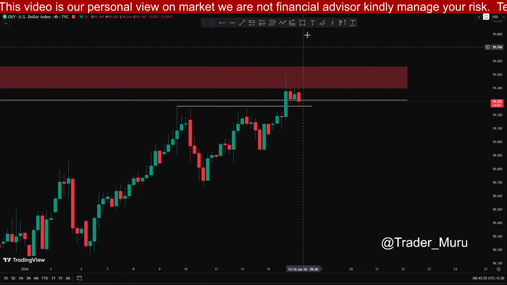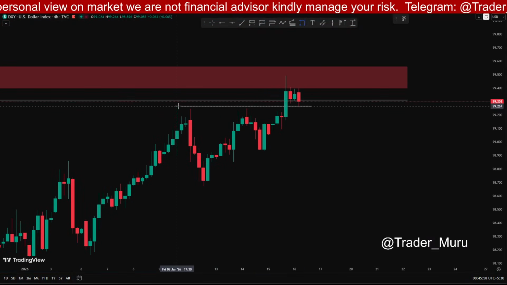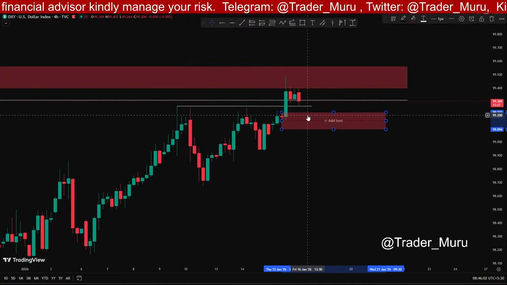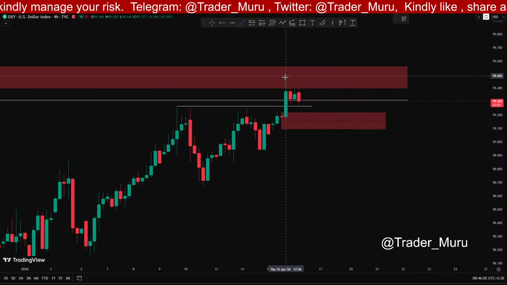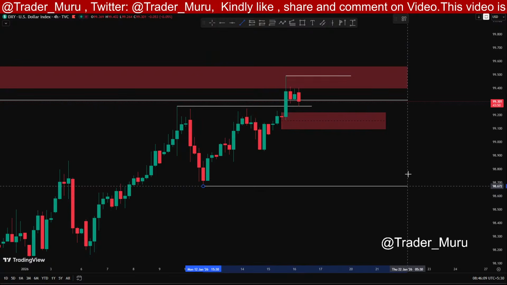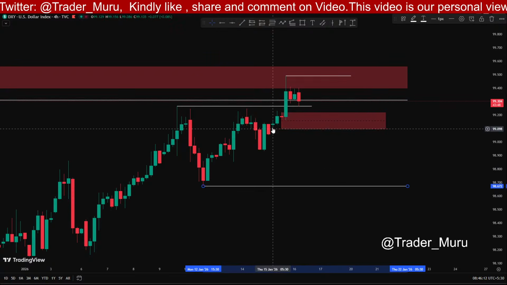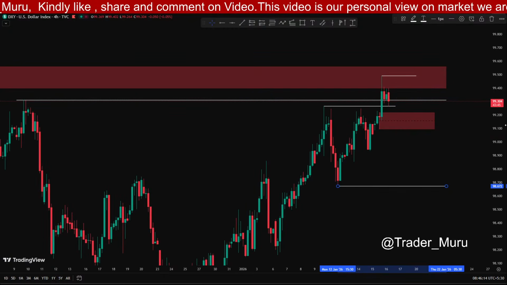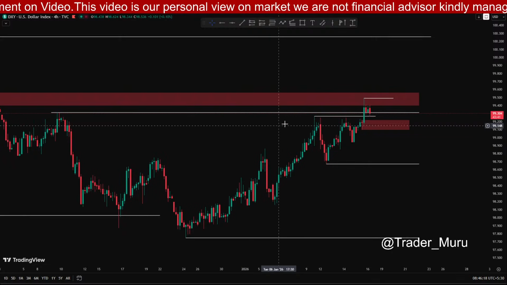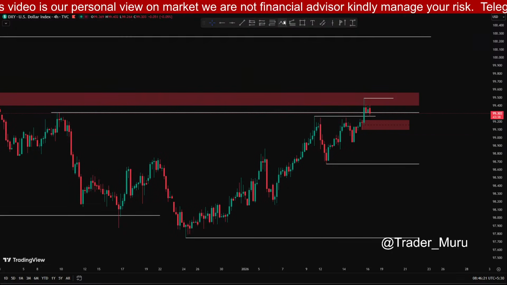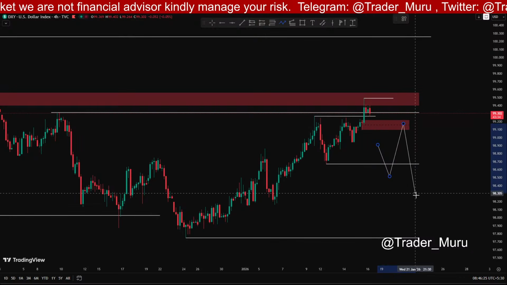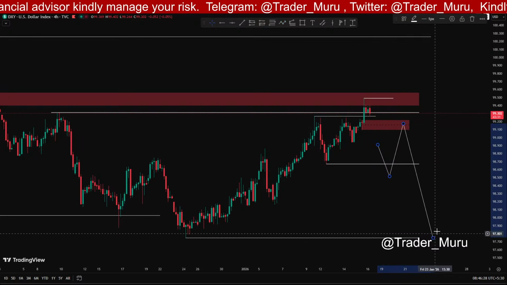Okay, so from this zone it can again pump. This is the order block. Price can test here, again pump, until this low gets broken. DXY is quite bullish right now. You can enter in short once we have this change of character, then your target will be this low.